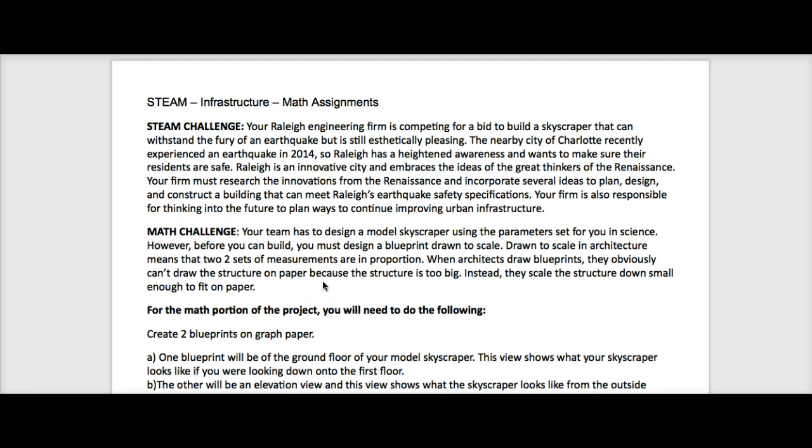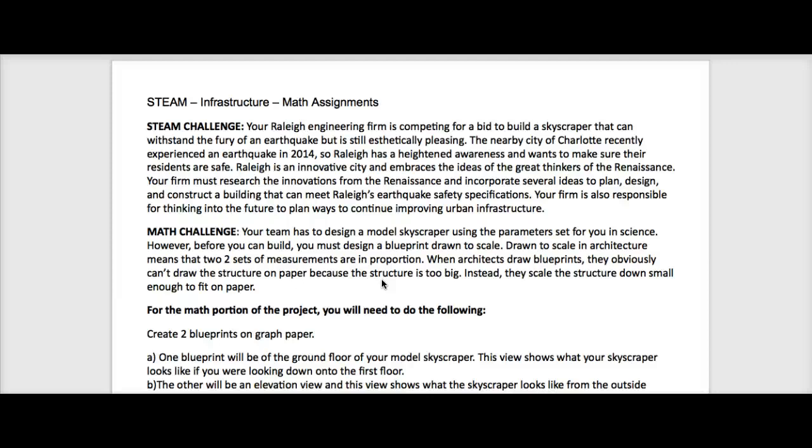However, before you can build, you must design a blueprint drawn to scale. Drawn to scale in architecture means that two sets of measurements are in proportion. When architects draw blueprints, they obviously can't draw the structure on paper because the structure is too big. Instead, they scale the structure down small enough to fit on paper. So we're going to be using the ideas we've learned in math with proportions and ratios, and we're going to take the prototype that you're building or you plan to build, and we're going to draw a blueprint first.